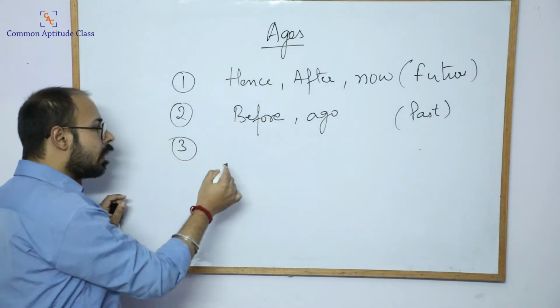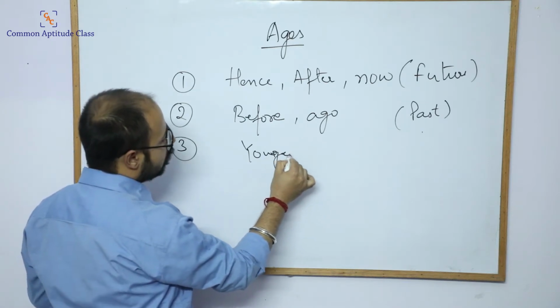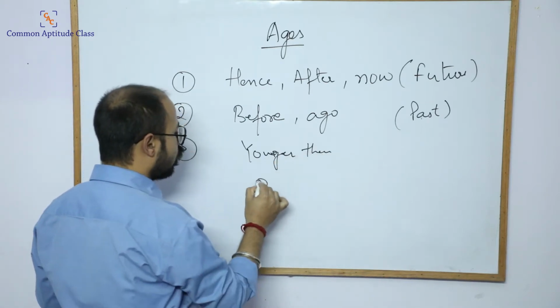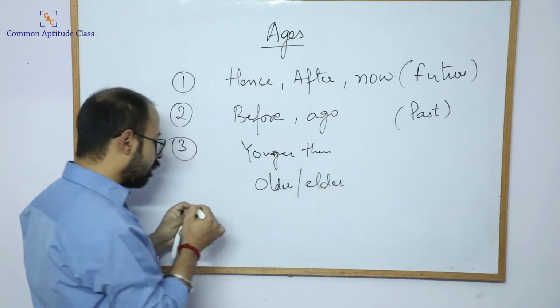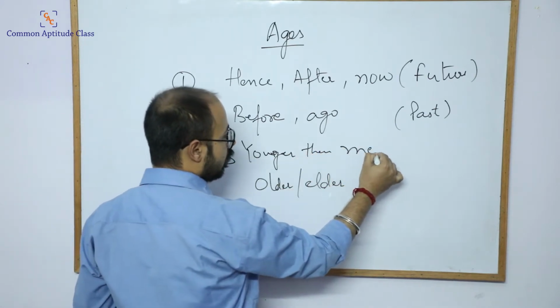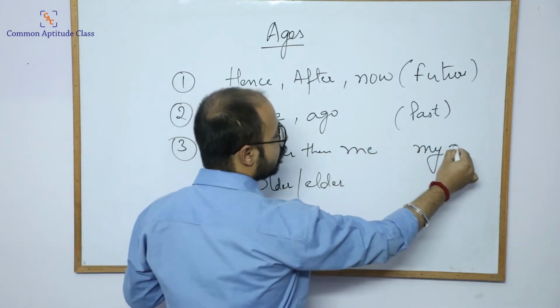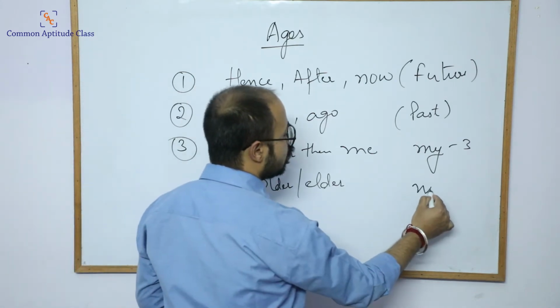Next, younger than, and older or elder. Now, if he is 3 years younger than me, that means my age minus 3. 3 years older than me, that means my age plus 3.